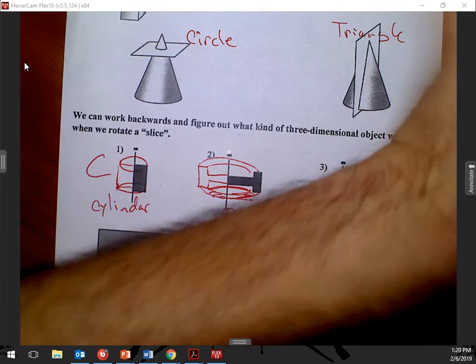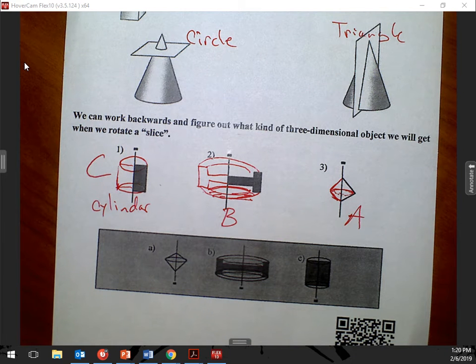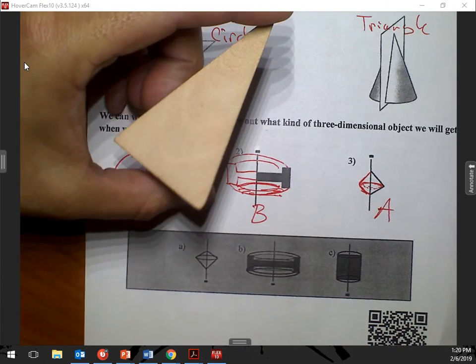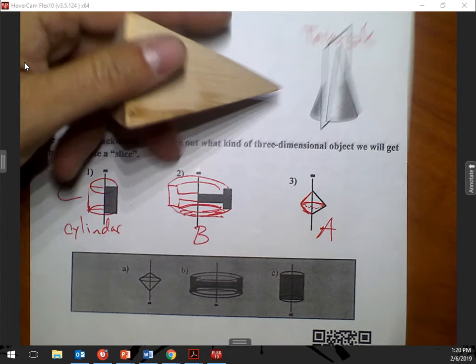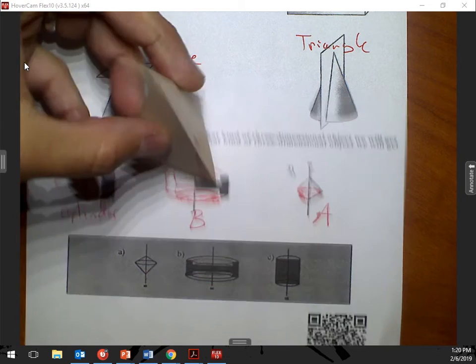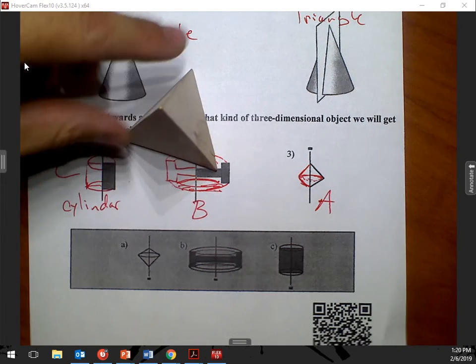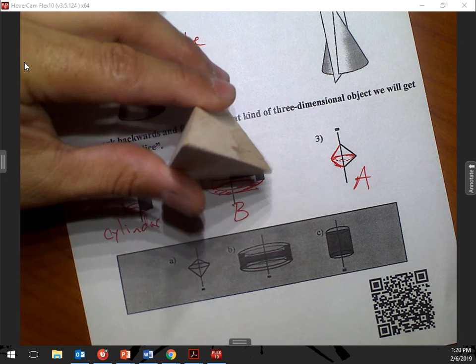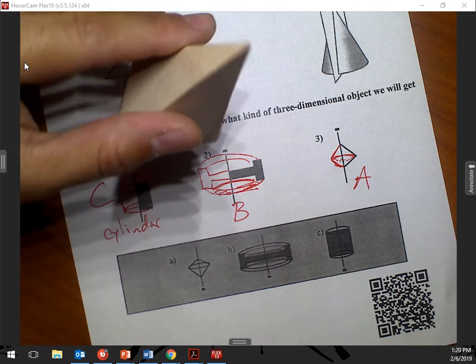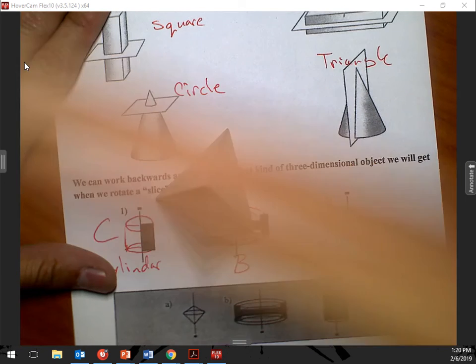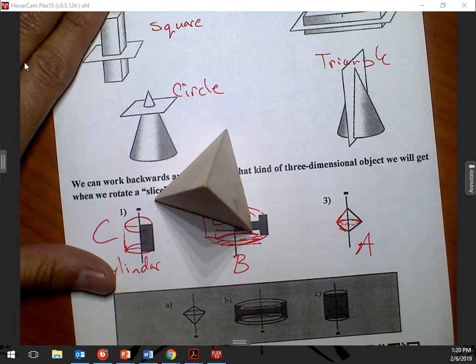All right. Where's my other one? Here it is. So this is also a pyramid, a triangle-based pyramid, right? Okay, you guys ready? I'm about ready to do my karate chop again. So what do you think the cross section is going to be? Triangle.